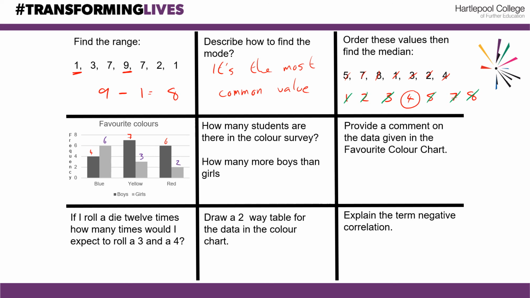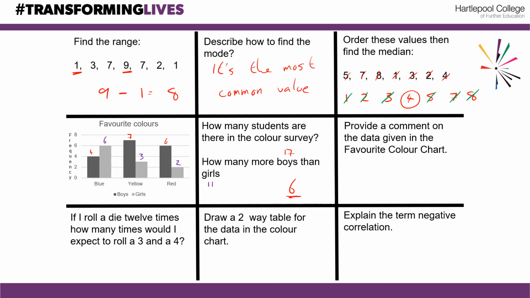It says, how many more boys than girls? Well, we need to tot them all up. For the boys, we've got 4 add 6 add 7 is 17. So we've got 17 boys. And for girls, we've got 6 add 3 add 2, 9, 10, 11. How many more boys than girls? Well, that's 17 take away 11, which is 6.